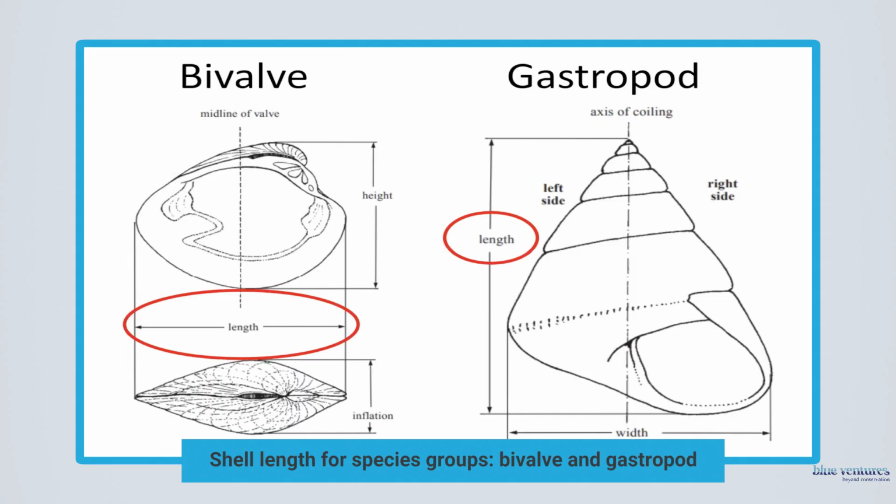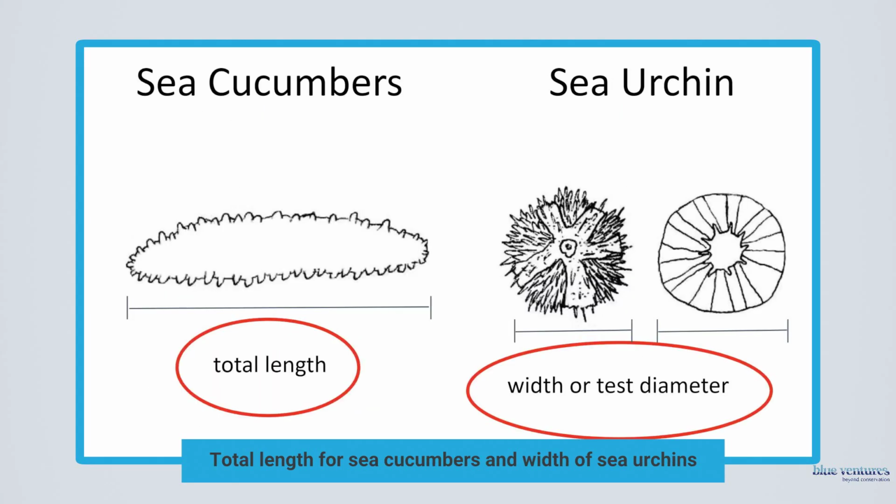Shell length is the measurement type used for the species groups bivalve and gastropod. Shell length for bivalves refers to the widest distance roughly perpendicular to shell height from the anterior to posterior ends. The shell length of gastropods is taken from the apex of the shell to the base of the aperture or mouth. Total length is used to measure sea cucumbers. Lastly, the width or test diameter is the preferred measurement type for sea urchins.